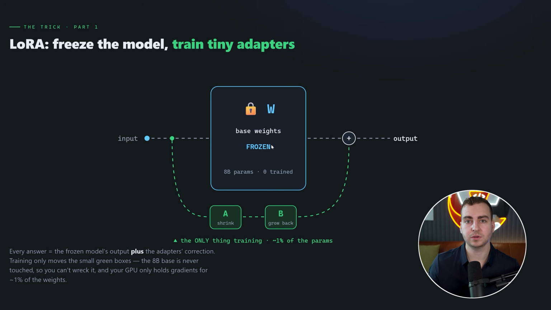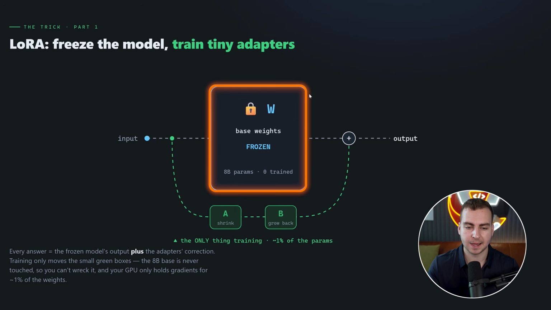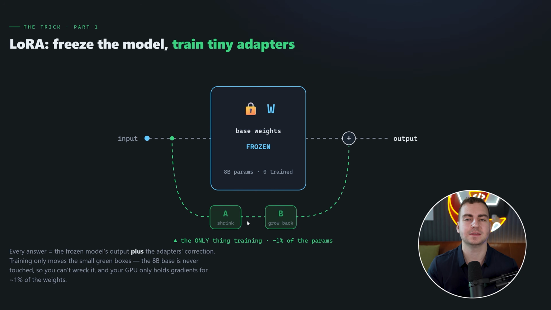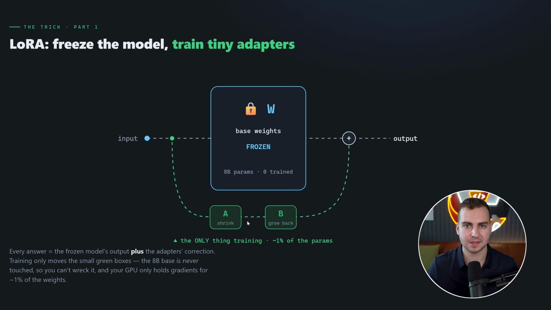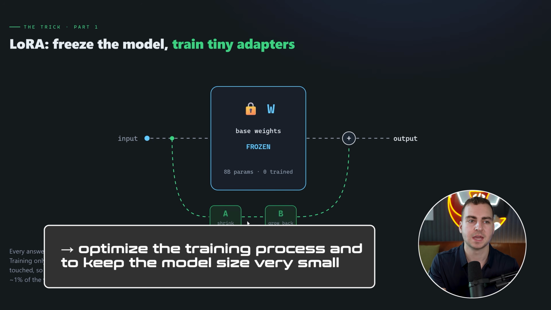So I'm giving you a really, really high level explanation, but we're not touching the base itself. We're just training these additional layers on top. These additional layers help to fine tune, adjust, or push the model's output in the right direction so it gets closer to our examples and the output that we're looking for. Okay, so just understand that. And by doing this, it allows us to really optimize the training process and to keep the model size very small without having to train a bunch of different weights.